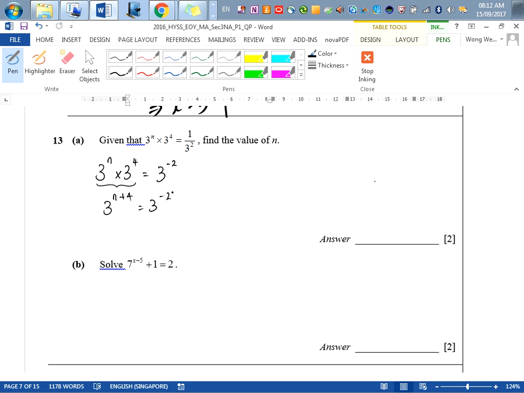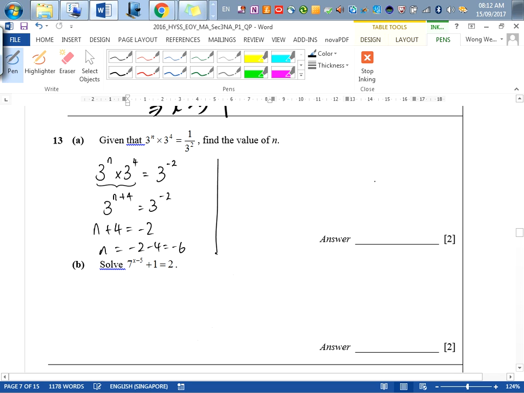So what do I do next? Yeah, just compare the powers, right? Because the base is the same. So n plus 4 equals negative 2, n equals to? How much is n? Negative 2 minus 4 equals negative 6. Okay, this is one method.